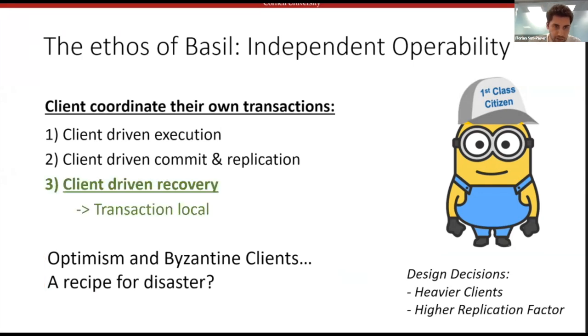At a very high level, without going too much into this, we address this problem in Basil by once again relying on our ethos of independent operability and, roughly speaking, allow clients to handle recovery for their own transactions by finishing faulty transactions that block them. And importantly, as I mentioned previously, this recovery is local to each transaction and doesn't actually affect independent concurrent transactions.